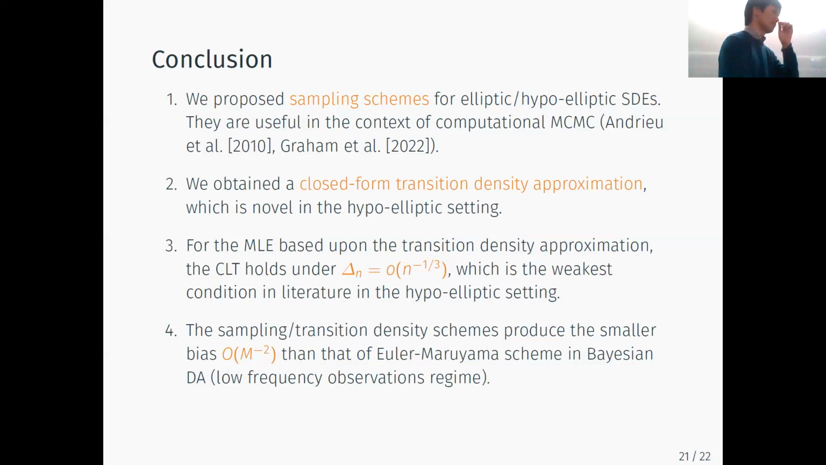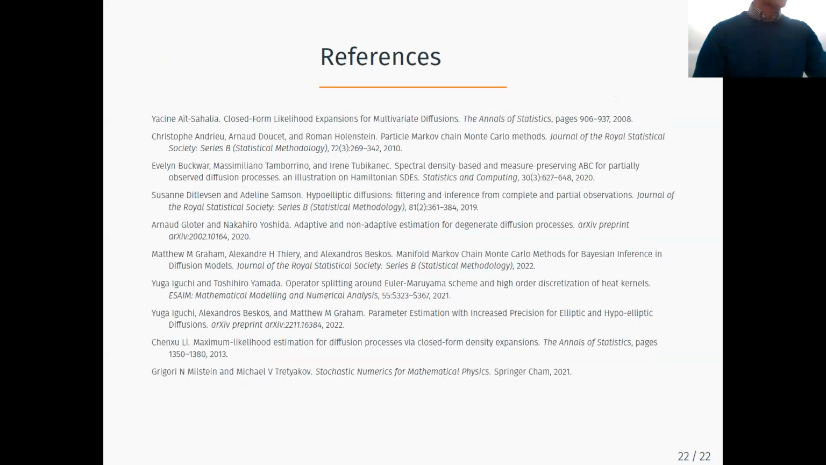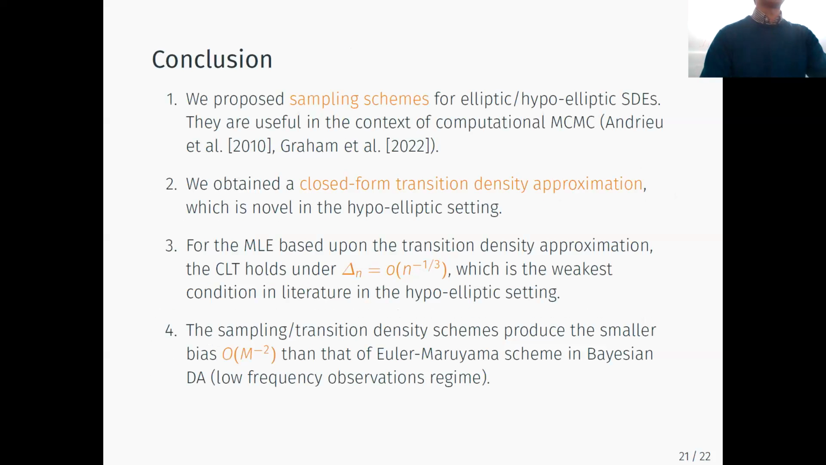And finally, the sampling scheme gives much more accurate data augmentation results with a smaller bias of m to the minus 2, compared with the Euler-Maruyama scheme in Bayesian data augmentation. So, this is the difference, and thank you very much for your attention.